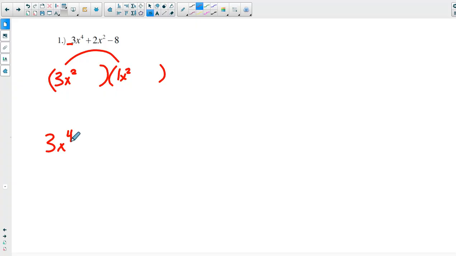So next, I look at 8. What numbers multiply to 8? Let's list them. 2 and 4. 2 and 4. What else? 1 and 8. Anything else? No, that's it. Now, this is a minus. So what does that mean in terms of my signs? What kind of signs do I have?